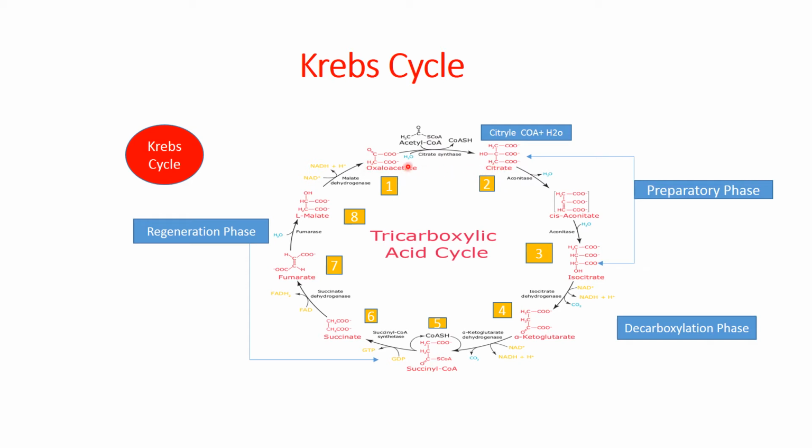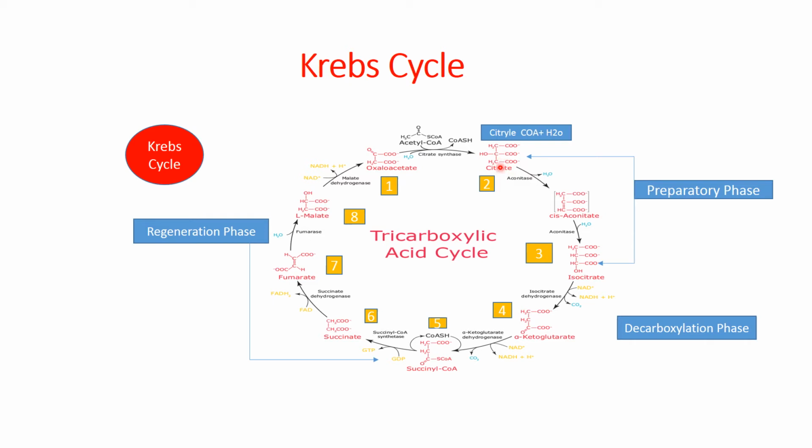This is a 2-step reaction in which at first oxaloacetate reacts with acetyl CoA and a complex known as citryl CoA is formed. Then by adding water, this citryl CoA will be broken down into coenzyme A and citrate. So here citrate is formed.